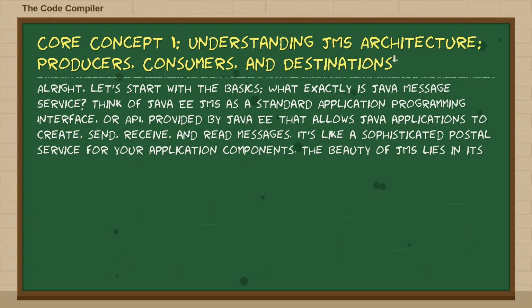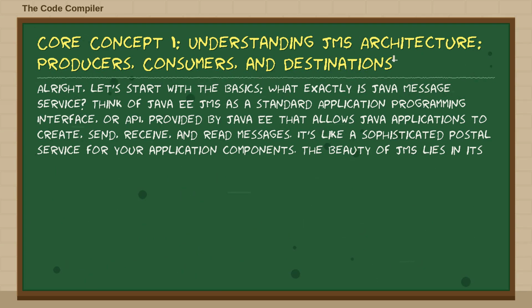The beauty of JMS lies in its ability to enable asynchronous communication. This means different parts of your application, or even entirely separate applications, can communicate without needing to be available at the exact same time. This decoupling is incredibly powerful, improving reliability and scalability.